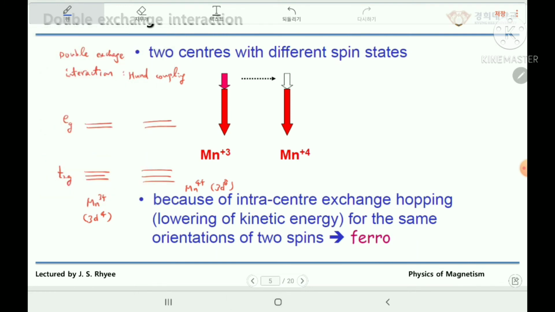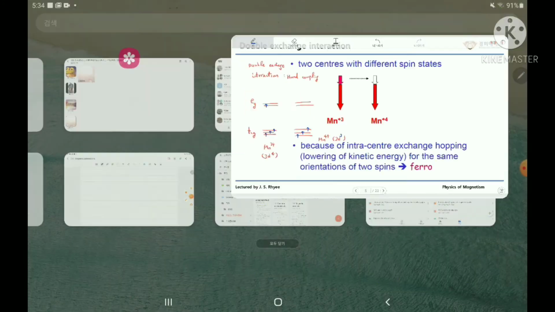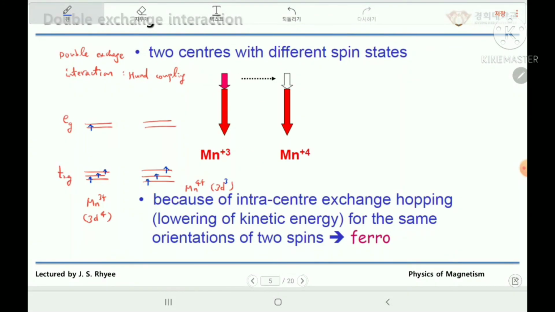In this case, 3d3. Because to maximize the L value, the four electrons may be arranged like this, and for manganese 4 plus, in this case, three electrons may be arranged like this. But here, in the oxide, manganese 3 plus and manganese 4 plus can transport the electron when we consider the exchange interaction. And exchange means that the electron moves from one side to the other side.